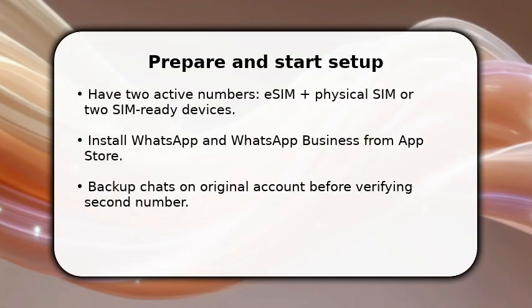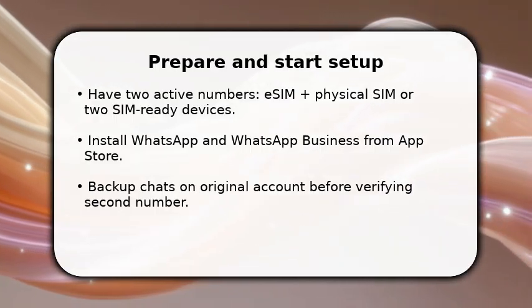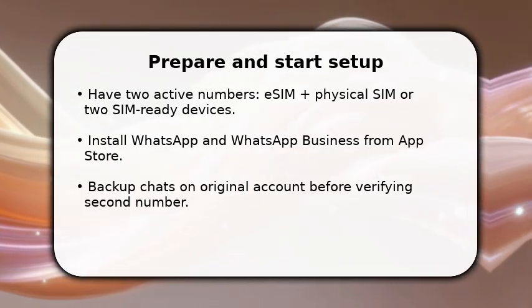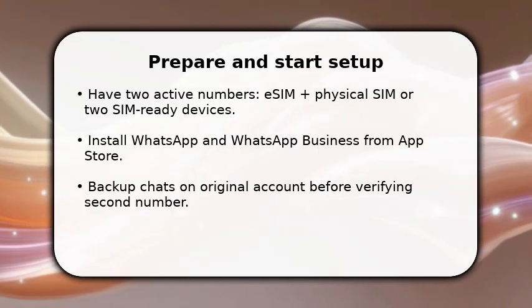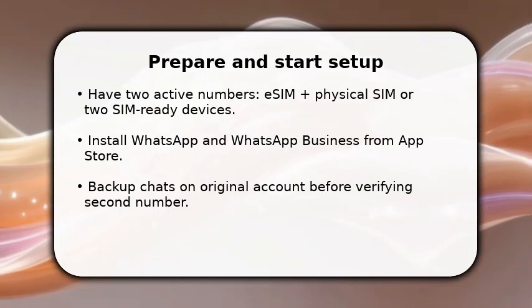You have two active numbers. Start now by inserting the SIM or activating the eSIM and connecting to Wi-Fi. Open the App Store and install WhatsApp and WhatsApp Business so each number can use its own app. Once installed, open the app for the number you want to add first.